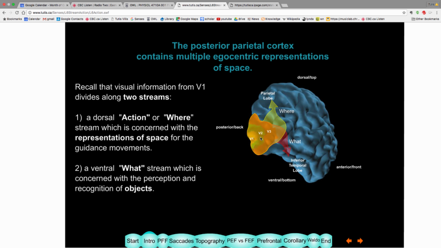We saw that information flowed through V1, V2, V3 up here to the parietal lobe, and then down here the inferior temporal lobe. And this is where the actions are coded. So it's the representation of where things are around you. And if you look at the links to today's lecture, there's a good video of a patient that has optic ataxia, that is, a patient who has trouble reaching for things in space.